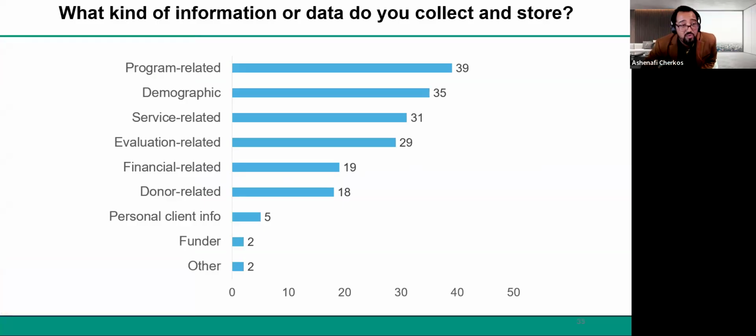So we asked you all what kind of information or data do you collect and store. Most participants reported collecting and storing program-related data and demographic data, followed by service, evaluation, financial and donor, and personal client data. This suggests that most data managed are programmatic rather than individually identifiable.